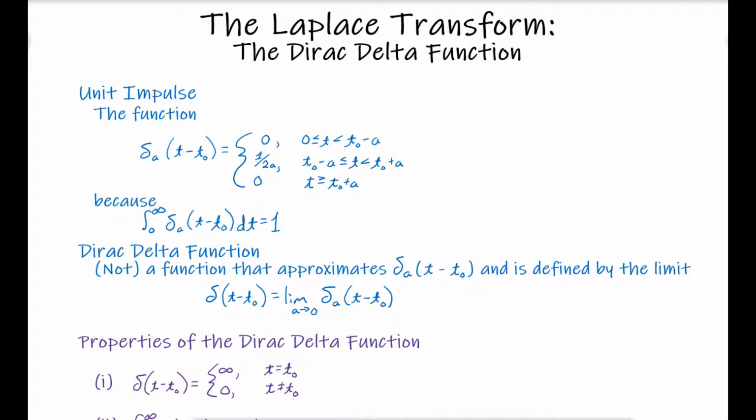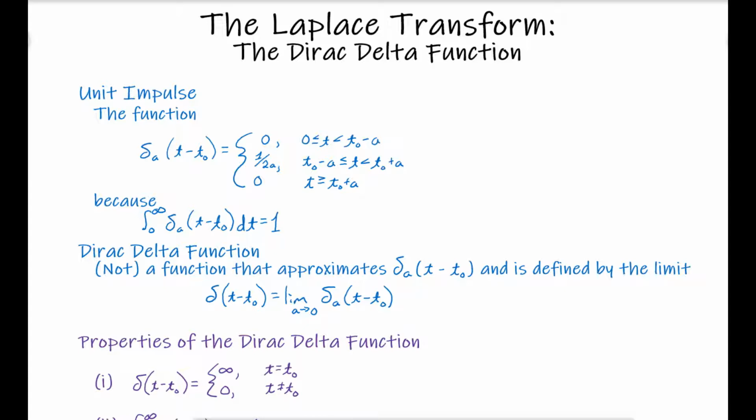Now, if we take the integral from 0 to infinity of this unit impulse function, it equals 1. That's why it's called the unit impulse function and not just an impulse function. Now, the Dirac delta function is a little bit of a misnomer. It's not a function, but it's a special case of this unit impulse function idea.